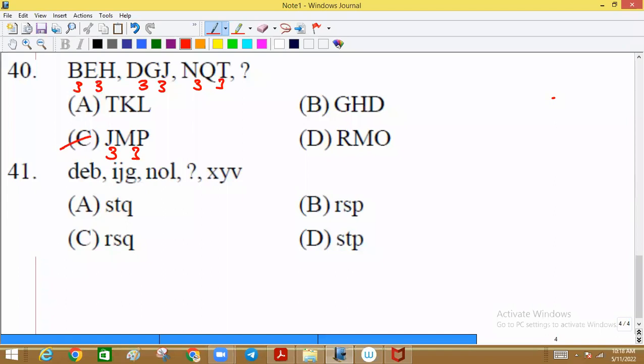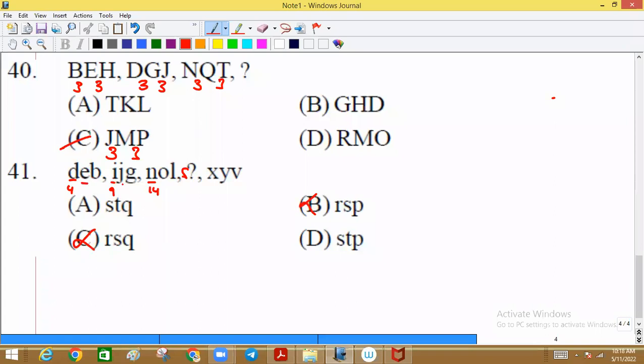Next one, 41. D 4, I 9, N 14. For the next one? 4, 9, 14. What's the next one? Plus 5, plus 5, plus 5. So 19. 19 means what? Yes. So eliminated, eliminated.